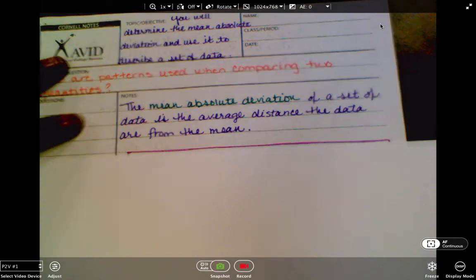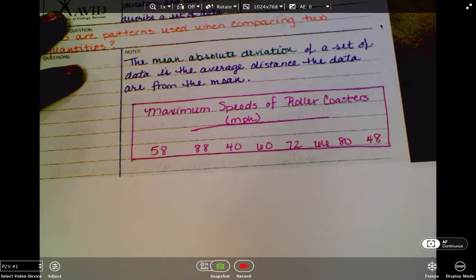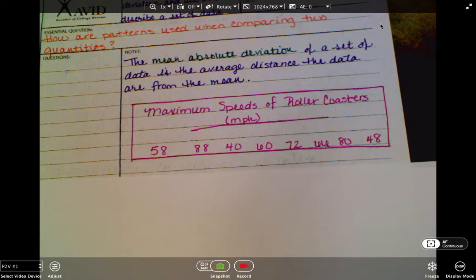Okay, so let's say we're looking at some roller coasters, the speeds of the roller coasters at a park. We have roller coasters that go speeds of, let's say, 58 miles per hour, 88 miles per hour, 40 miles per hour, 60 miles per hour, 72 miles per hour, 66 miles per hour, 80 miles per hour, and 48 miles per hour. Now, I don't know about you, but that sounds a little fast for me.